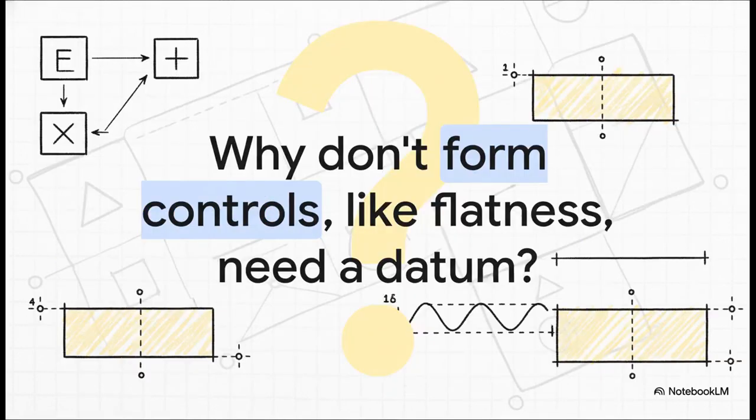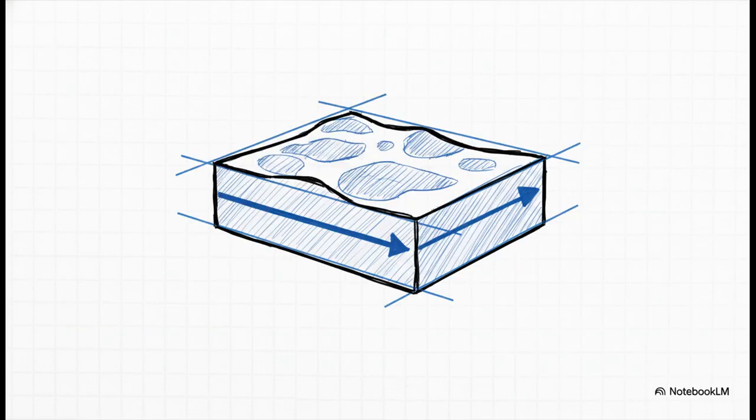So what about controlling the shape of just a single surface? A question that comes up a lot is why a control like flatness, which just makes sure a surface is, well, flat, doesn't need to be referenced to a datum. And the answer is that flatness is an internal check. You're not comparing that surface to anything else on the part. You're just asking, are all the points on this one surface within a certain tiny range of each other? It's an intrinsic property. It's checking itself against itself. So you just don't need an external reference or a datum.